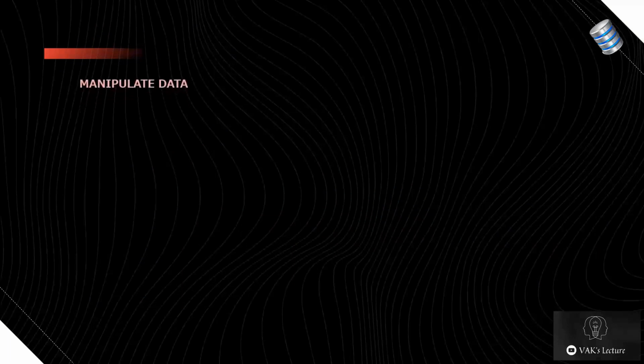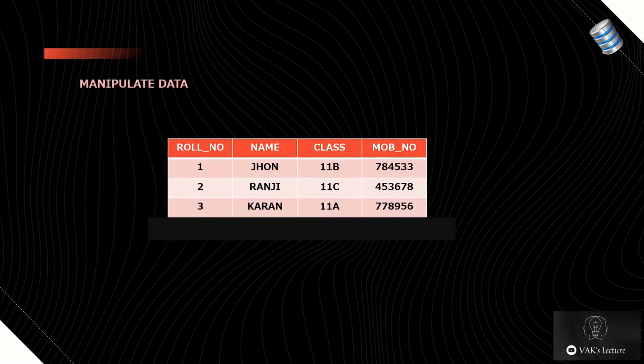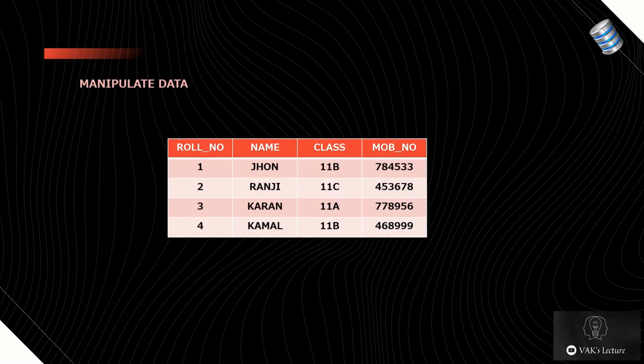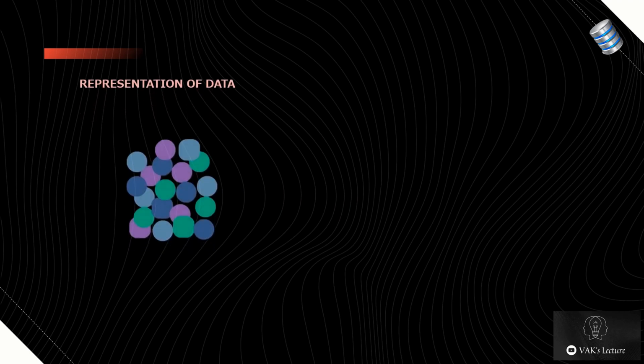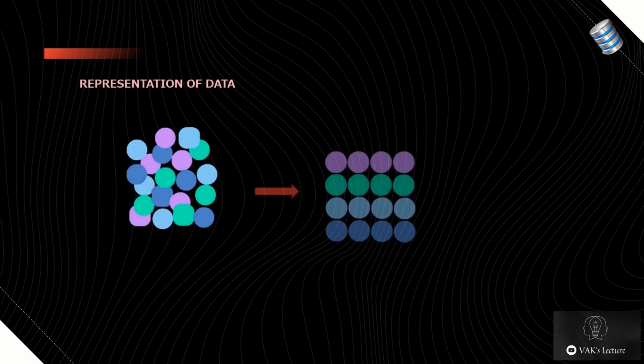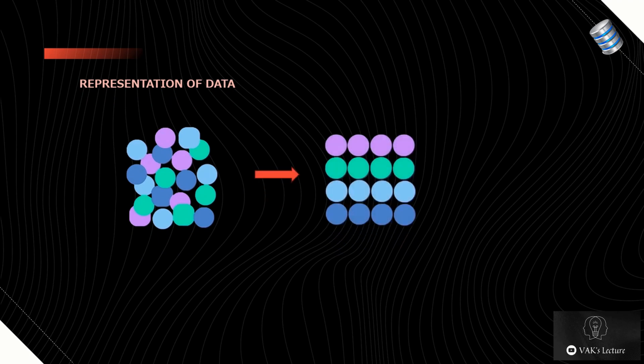Manipulate data. If you want to insert a new record or data, or update existing data, or delete unwanted data, or any other operation on the database, we can perform it using DBMS. Representation of data. The data stored in the database is well organized by using the DBMS.